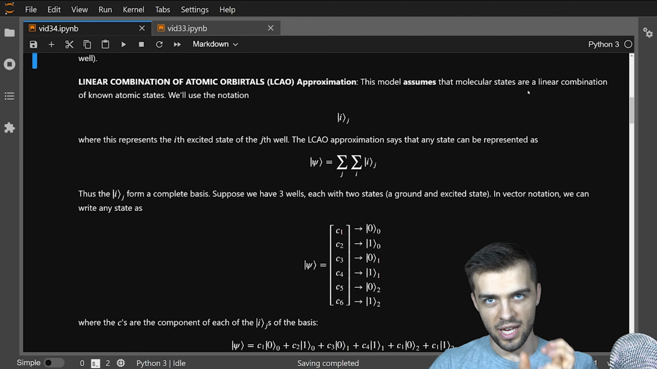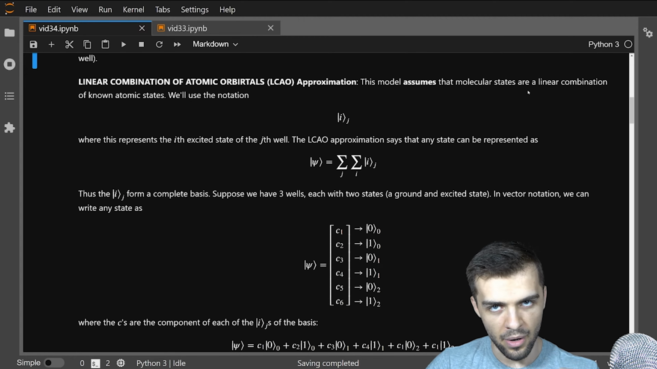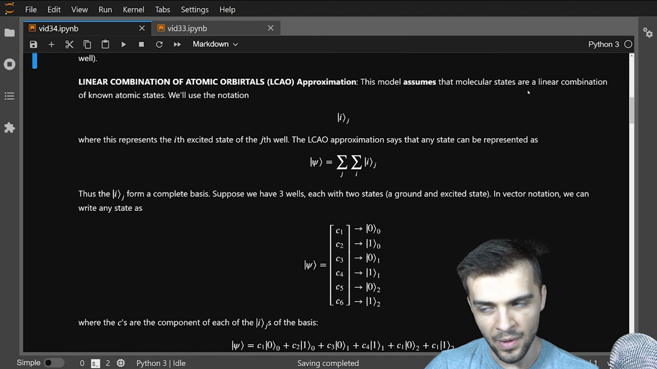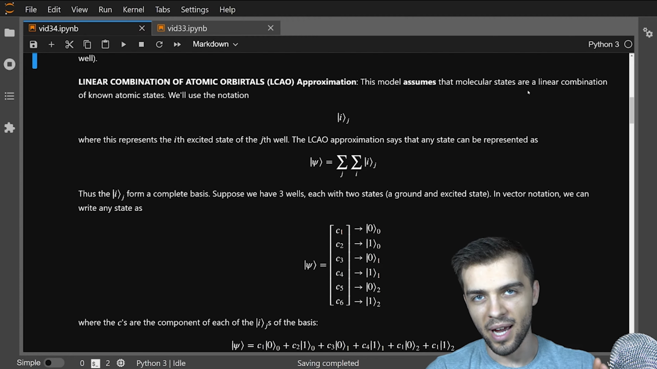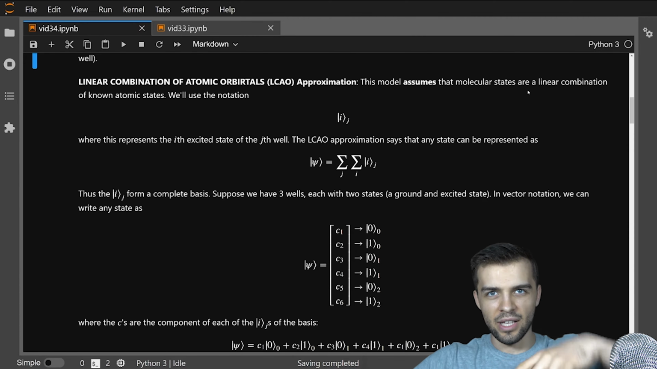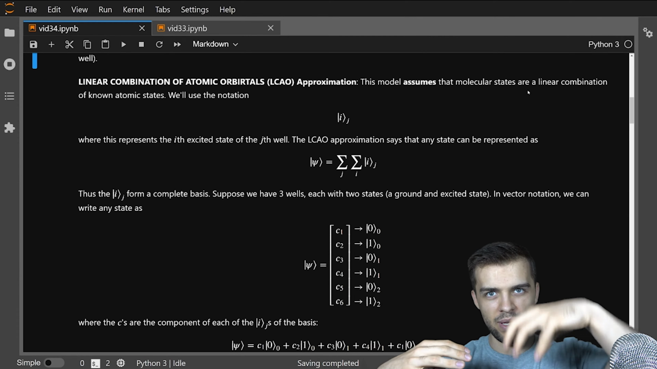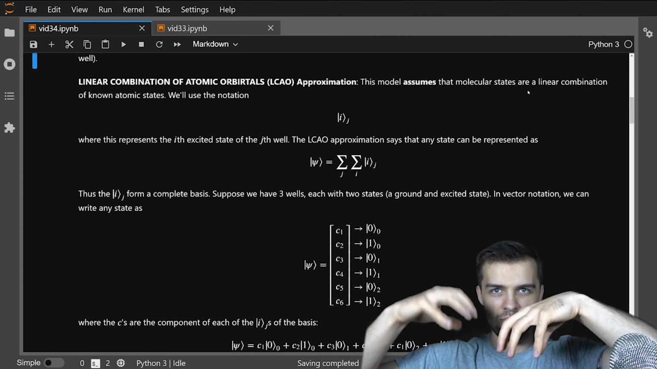And you get more states as you get deeper wells and more bound energies. Remember, the deeper the well, the more bound energy states you have. That's in my previous video. Then you get linear combinations of each of those in each of the, say, 3 wells.